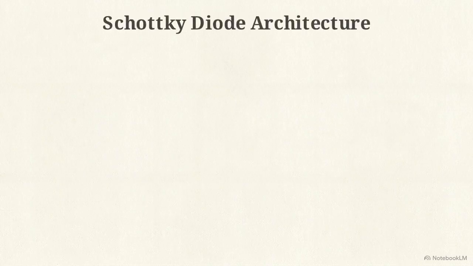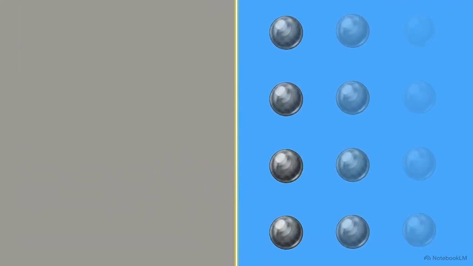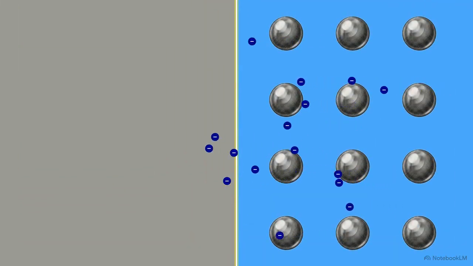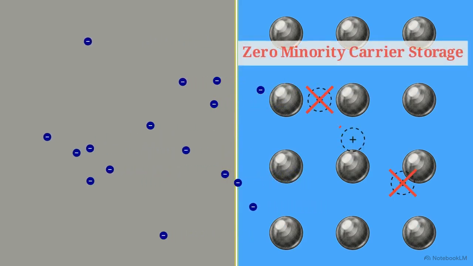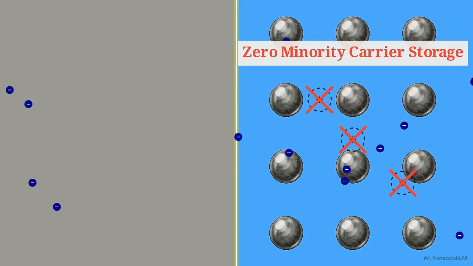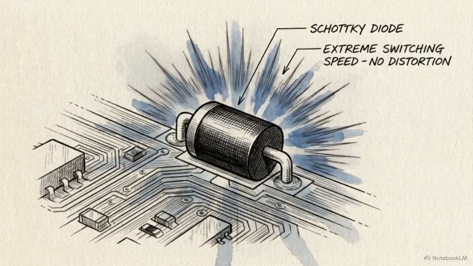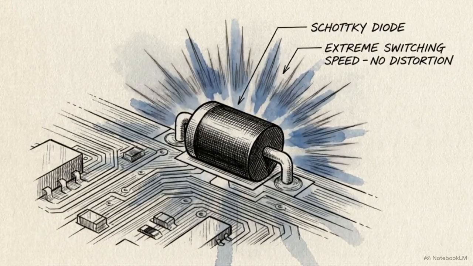The physical solution to these high-frequency parasitics is the Schottky diode. This diagram shows its internal architecture. Instead of a p-n boundary, it fuses a metal directly to an n-type semiconductor. Because the Schottky lacks p-type material entirely, it has zero minority carrier storage. There are no holes for electrons to get trapped in, which completely eliminates reverse recovery time, allowing for extreme switching speeds.